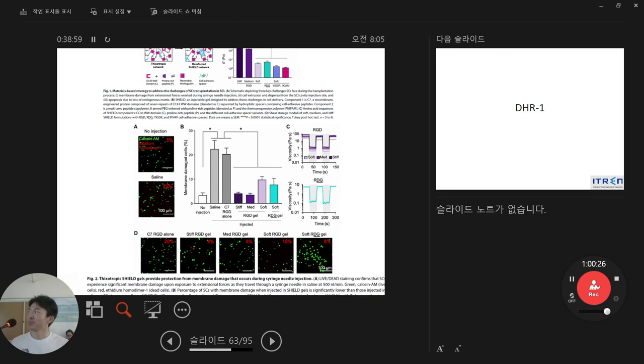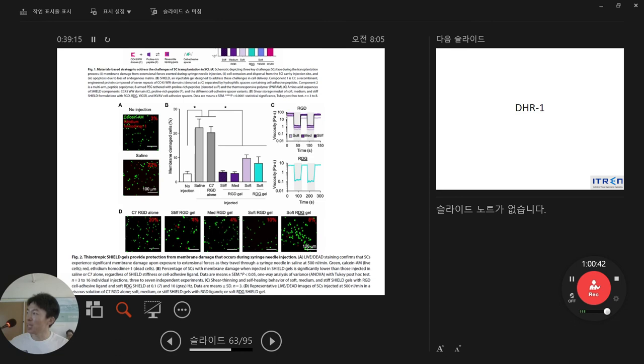And then they check the good advantage of hydrogel, and they want to say this one, the shear thinning effect. How do they change it? From panel C, shear thinning and self-healing behavior of soft gel, after adding RGD shield, they change between 0.1 and 10 Hz.